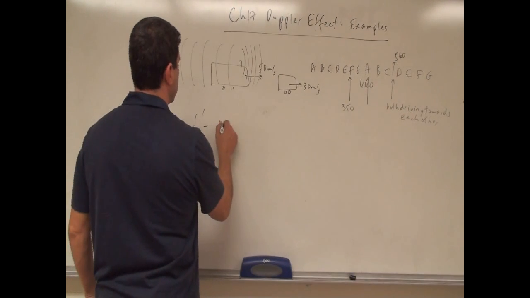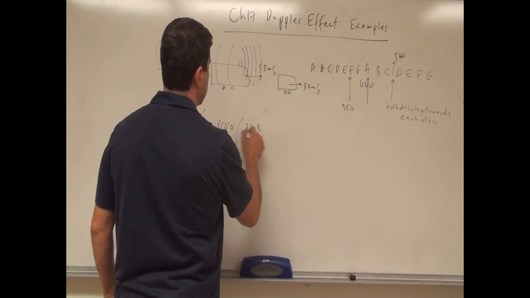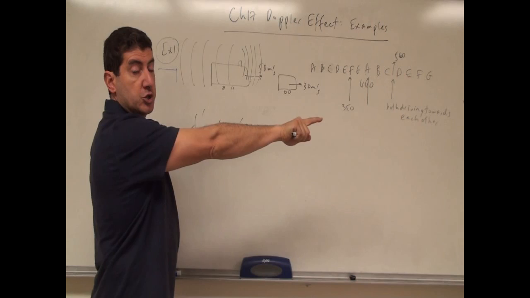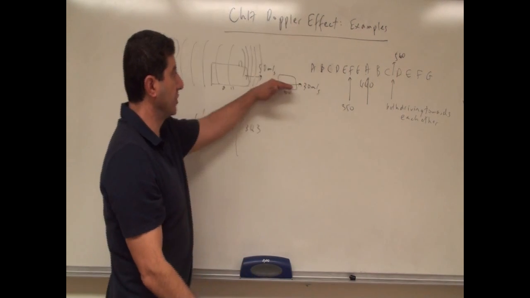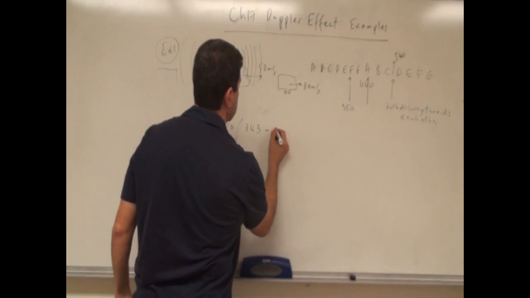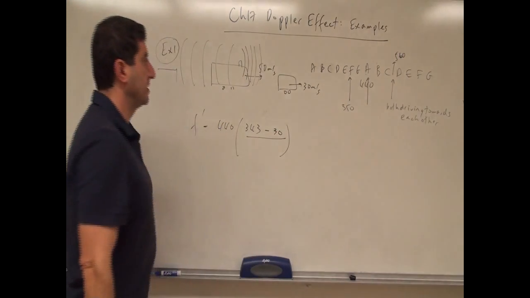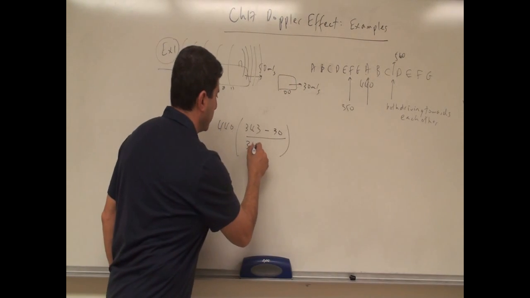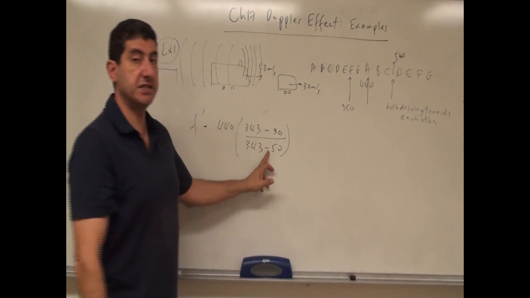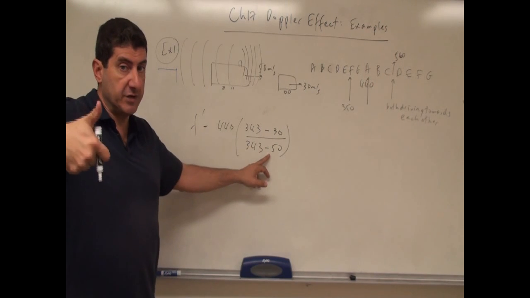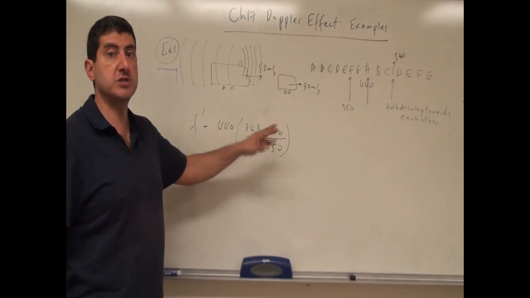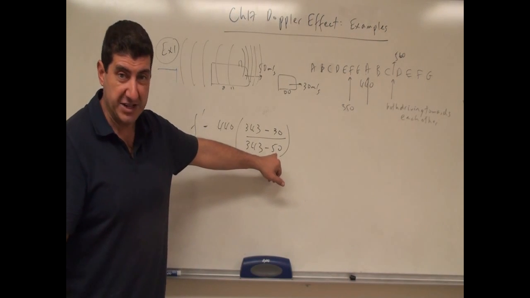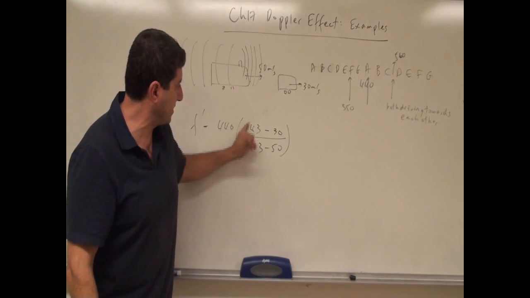So we have f prime is equal to 440 times 343. Because you are driving away from the fire truck, that tends to decrease the frequency, right? So we put a minus here and we put 30. But because the fire truck is coming toward you, you put here 343 minus 50. The minus in the denominator will tend to increase the frequency. The minus in the numerator will tend to decrease the frequency. But because the fire truck's speed is faster, this number ends up being smaller than this number, right?